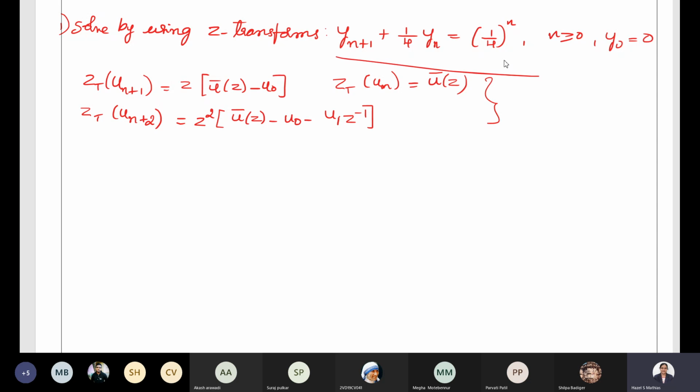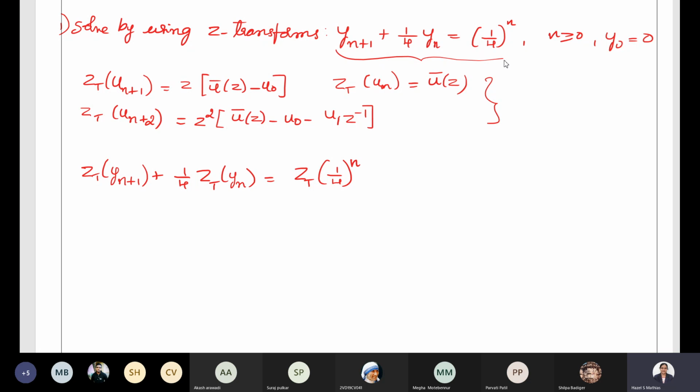Given this equation, the first step is that we apply the Z transform on each of these terms. So applying Z transforms, what we get: Z transform of y(n+1) plus 1/4 times Z transform of y(n), equal to Z transform of (1/4)^n. So this is what we do. We apply the Z transform on both sides.